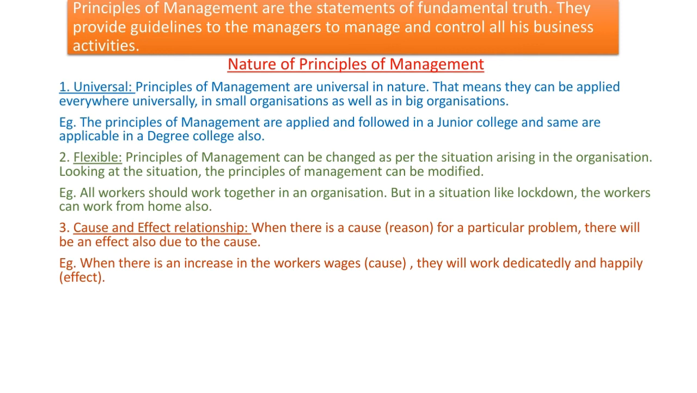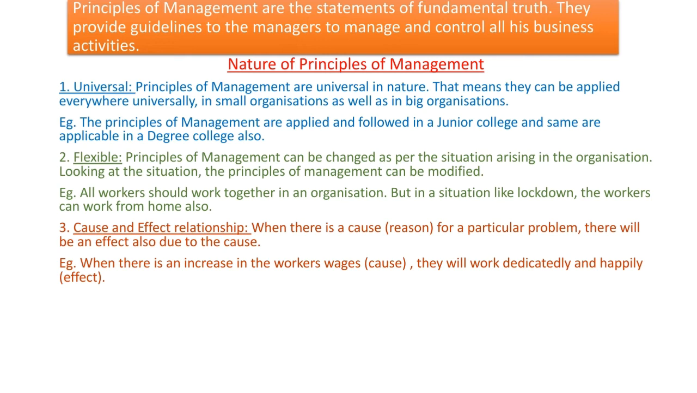व्हेन देयर इज एन इंक्रीज इन द वर्कर्स वेजेस, जब वर्कर्स की वेजेस में हम लोग बढ़ावा करेंगे, हम उनकी वेजेस को बढ़ाएंगे. व्हेन द मैनेजमेंट गिव्स देम बोनसेस, when the management gives an increment in their wages, जब workers की wages में bonus दिया जाता है, increment दिया जाता है, तो असर क्या होगा वो increment का, वो bonus का असर क्या पड़ेगा workers पे? असर ये पड़ेगा that the workers will be working very dedicatedly and they will be happily coming to work.